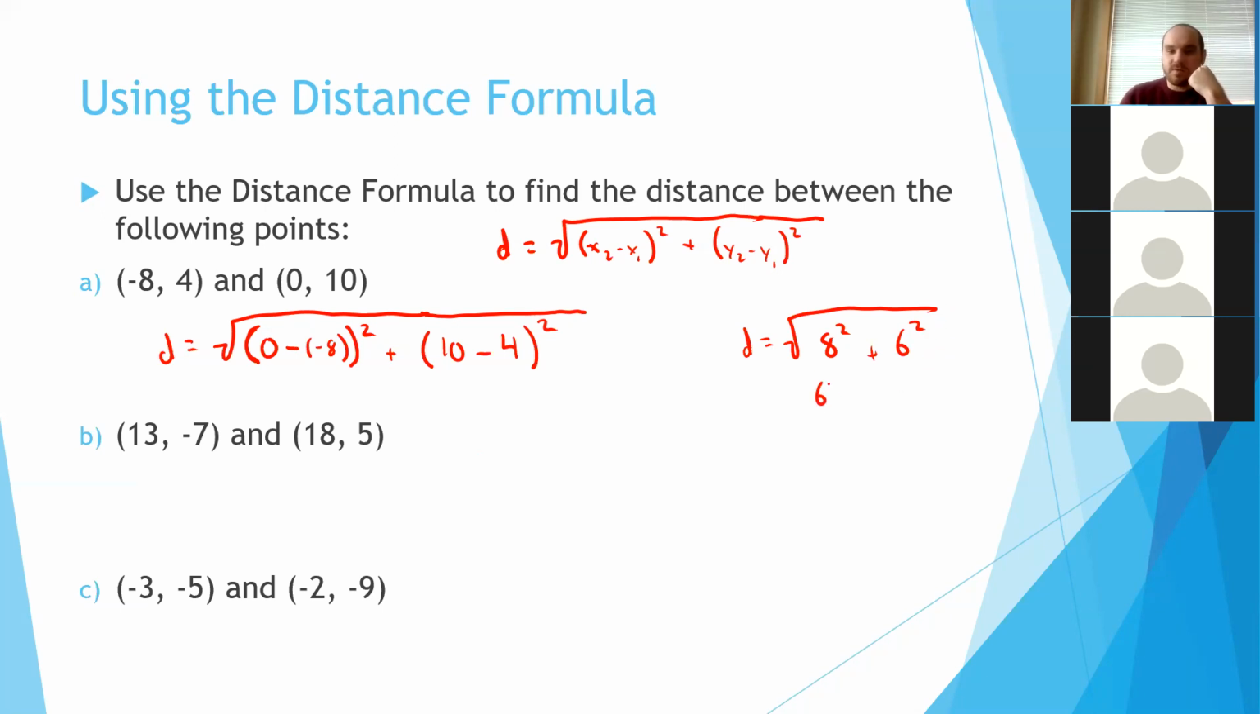8 squared is 64 plus 6 squared is 36. Because these are all under the same square root symbol, we have to do these first. So we're going to add them together. This will give us 100. So d equals the square root of 100. D equals 10.